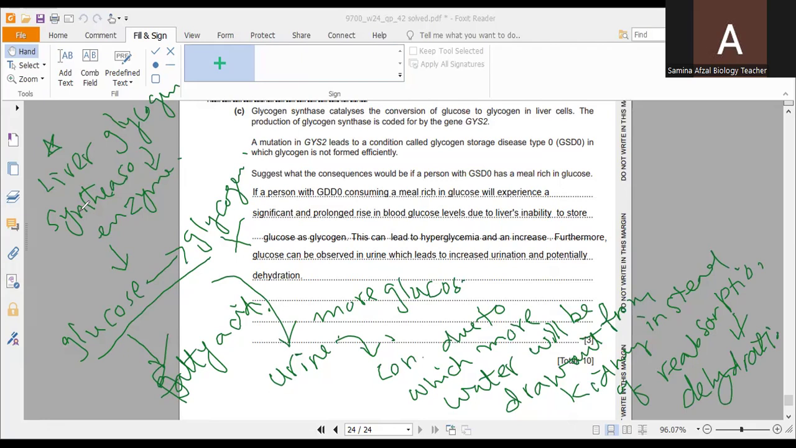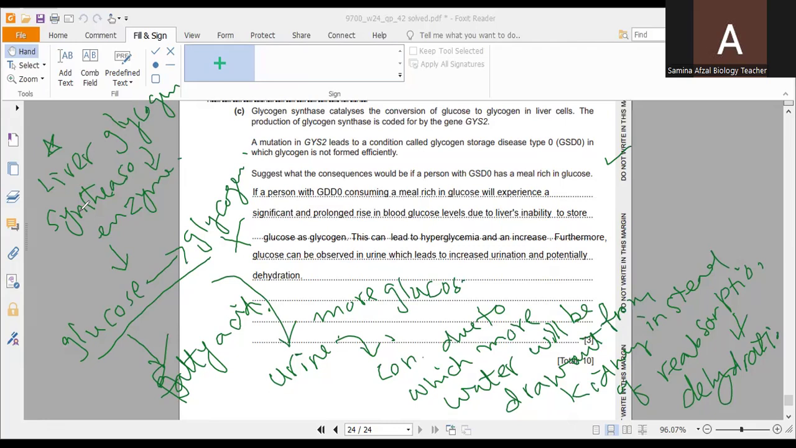When blood glucose starts to fall, the liver can break down glycogen to release glucose into the bloodstream. So in this way, I would like to say that the body will become dehydrated, and due to dehydration, problems can occur in the body, which can be severe. So I have written this answer as well.